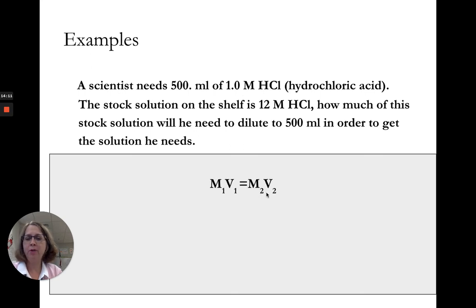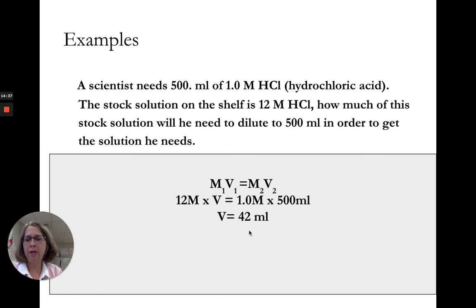M1V1 equals M2V2. So M1 is 12. That's the concentrated side. The diluted side is 1 molar. That's what we need. And we need 500 milliliters of it. So we're going to plug and chug. So there we've got it in there. We're going to divide. We're going to do 1 times 500 divided by 12. Remember, we are seeing like 3 significant figures here, 2 here, 1, 2 here. So the volume when we solve for V is 42 milliliters.